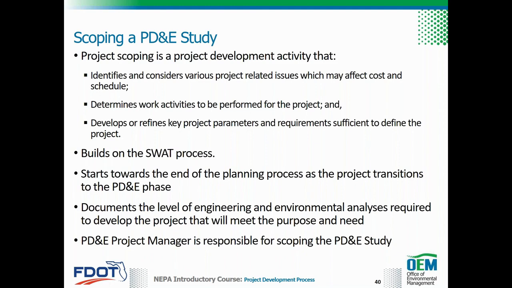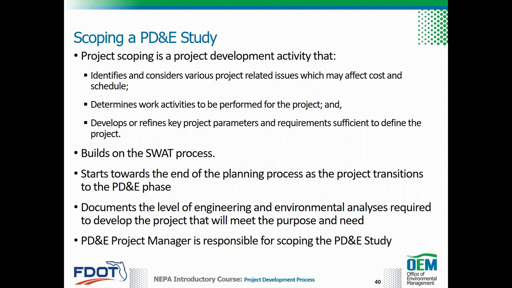Project scoping of a PD&E study starts towards the end of the planning process as the project transitions to the PD&E phase. Project scoping helps to focus specific project activities toward addressing issues that may have a potential to impact project delivery. Project scoping also helps to identify actions needed during the PD&E phase to avoid, minimize, or mitigate a project's potential impacts. Additionally, project scoping provides the foundation to begin a PD&E study.